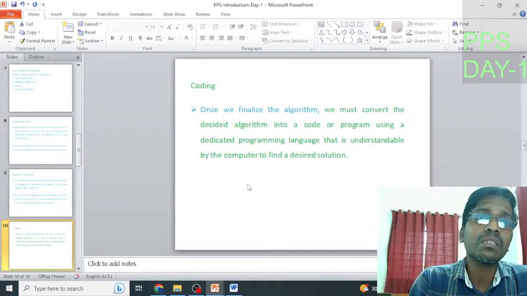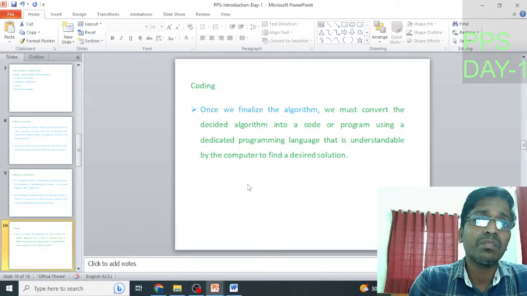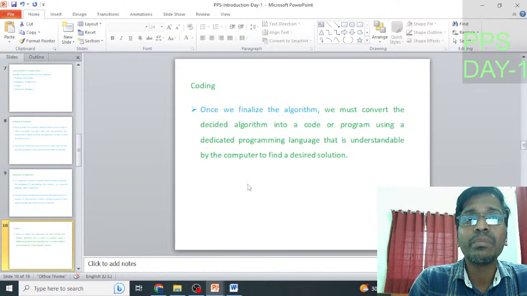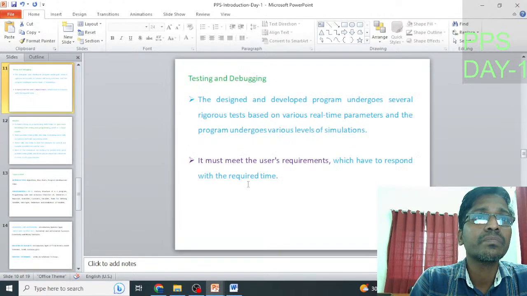After that, based on that algorithm, you have to convert the given algorithm according to the structure of, for example, let us take C programming. So according to the structure of C programming, you have to convert your given algorithm in the form of a programming language. So that is about coding.